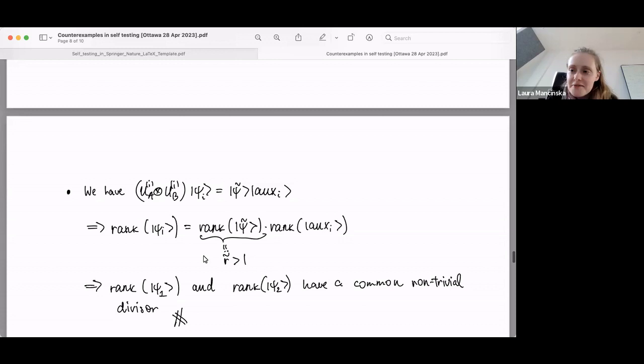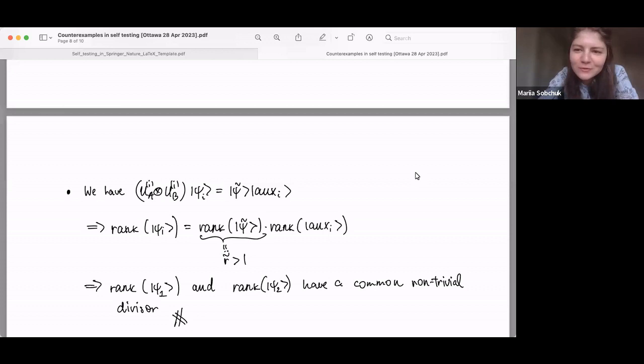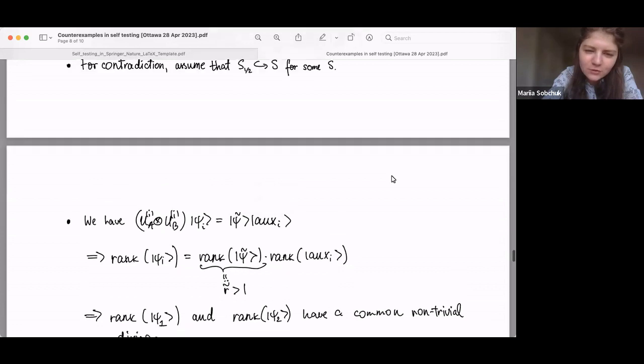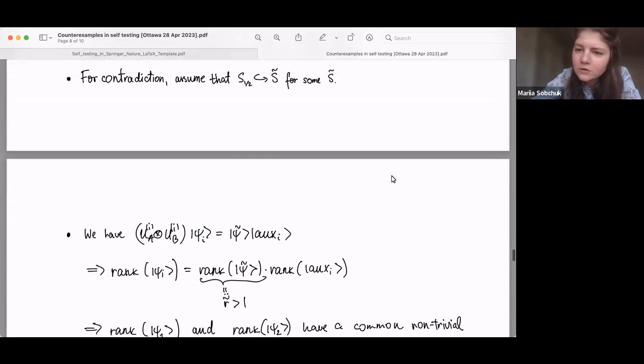Any questions here? Maybe a question could be, what is Schmidt rank? One question, could you please repeat that thinking where you mentioned that two states have to share a common divisor for the Schmidt rank? Yeah.